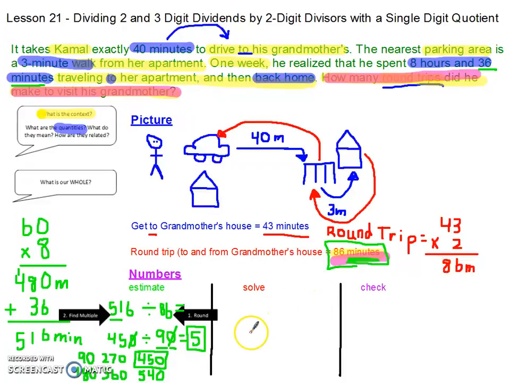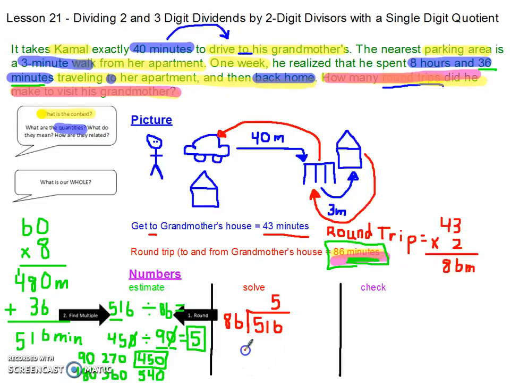Now I'm going to go to my solving. I'm going to draw my vertical algorithm. My whole goes on the inside, so my 516 total minutes. And my 86 goes on the outside. And now I'm going to ask myself, how many times do I think 86 will go into 516? And this is where you can use your estimate as a starting place. So I'm going to start with 5. And I make sure that I put it over the 1's place value because it's in the 1's place value.